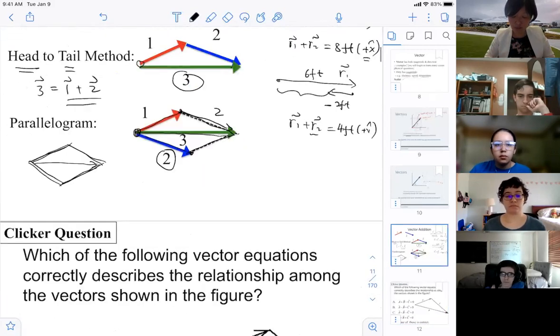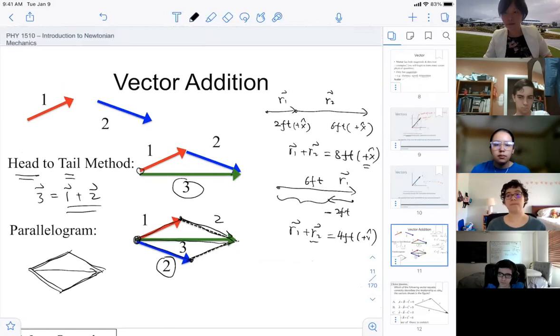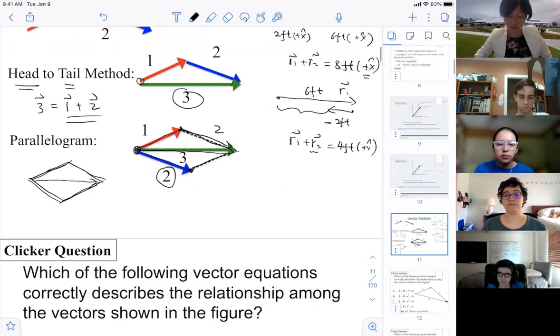Before I move on, I want to pause and ask if there are any questions on how to add vectors together. Any questions? All right, so let's move on to this question.